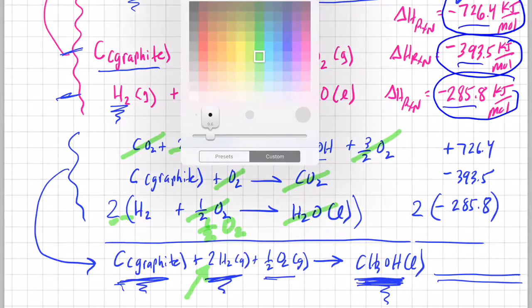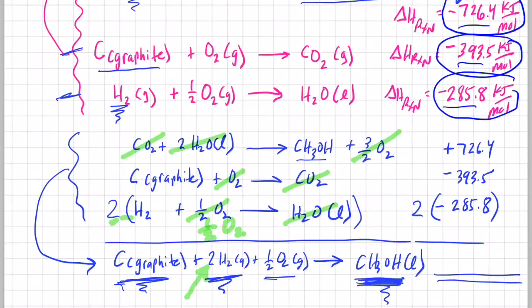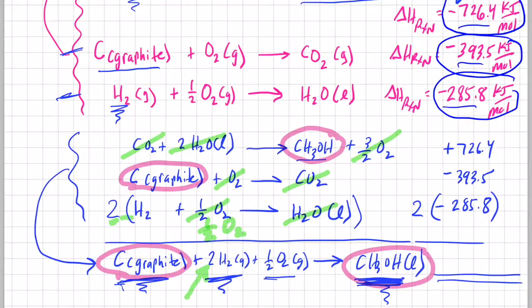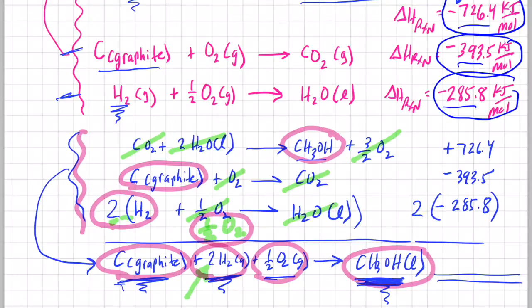Now if I've done that right, when I add these together, I should end up with the equation underneath my line. So I have CH3OH, which is what I need on the right-hand side. I have graphite remaining on the left-hand side. I have two hydrogens remaining on the left-hand side, and I know that's hard to read, but I have a half of an oxygen remaining on the left-hand side. So these three equations do add up to give me the overall equation, so I should be able to add up their heats. So let's add these together and see what the heat of that reaction is.